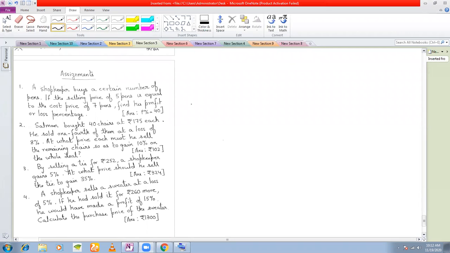So if you see here, let us see what his cost price is. Cost price of 40 chairs is how much? Cost price of one chair is 175, right? So cost price of 40 chairs will be 40 into 175. This is the cost price of 40 chairs. And this should come to 7,000 rupees. So he bought 40 chairs for rupees 7,000.